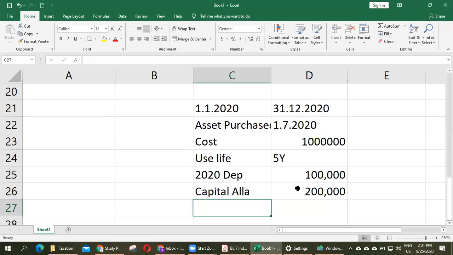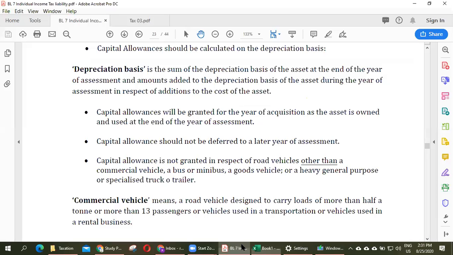Even if the asset is purchased and used for only one day in the year, we have to charge the full 12 months of capital allowance. Any questions you can ask? No matter on which date, no matter how long it has been used in that year, in tax the matter is whether the asset has been used in that period or not. That's what they are going to emphasize here.